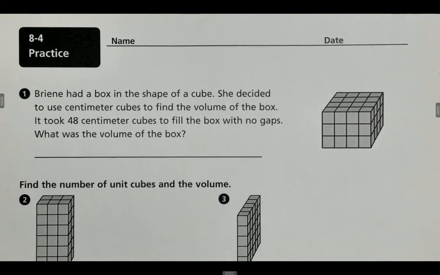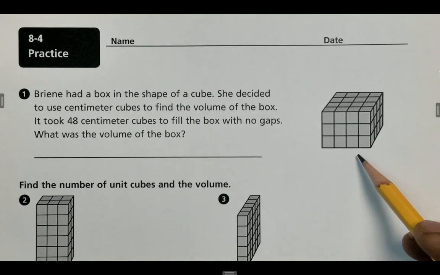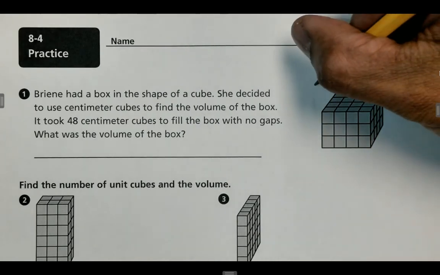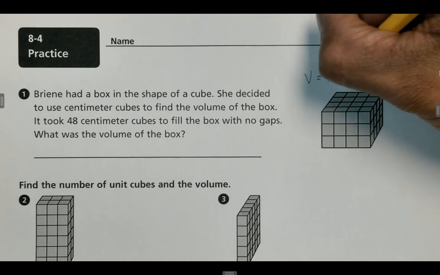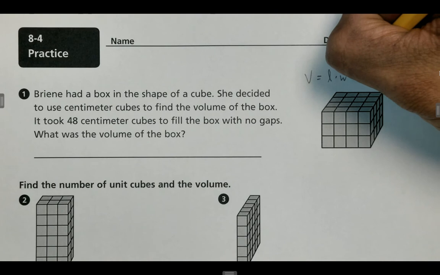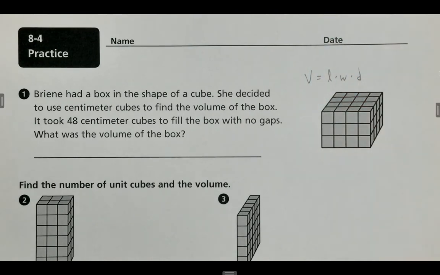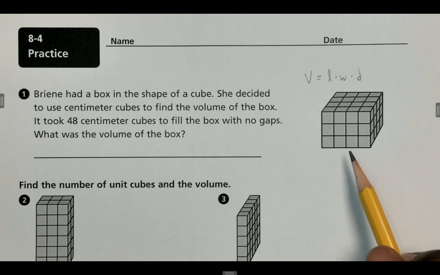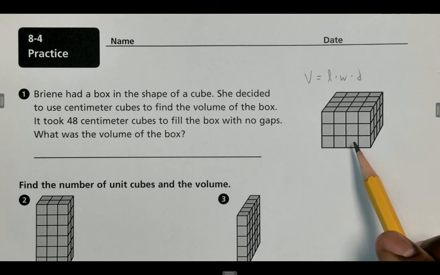And the most commonly used formula for a volume of a box is the length times the width times the depth. But you can think about this a couple of different ways.